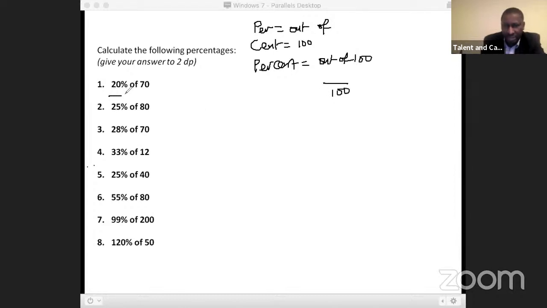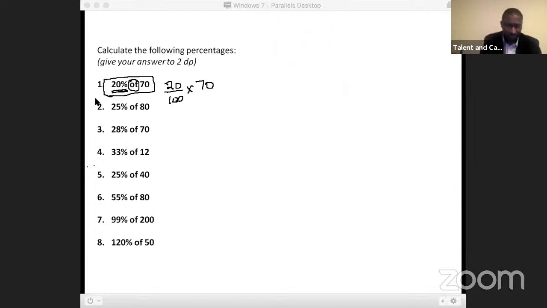So therefore, if you look at this example 1 that says 20% of 70, this 20% itself simply means 20 out of 100. And it's important that you remember this. 20 out of 100, 20%. This "of" means multiply, then you have 70. To make this easier, I will rewrite it like this: 20 over 100 times 70 over 1.